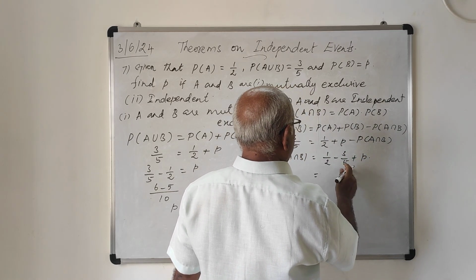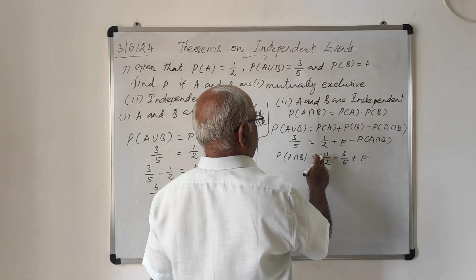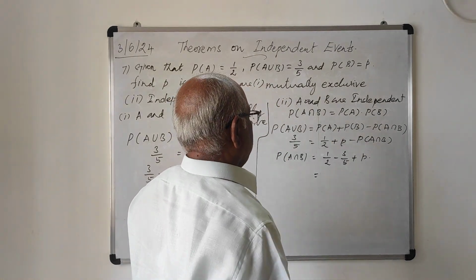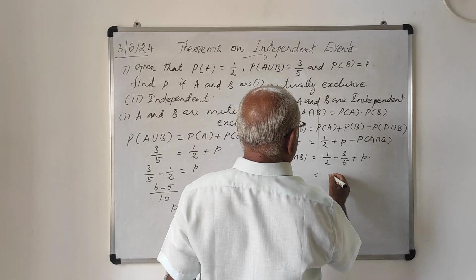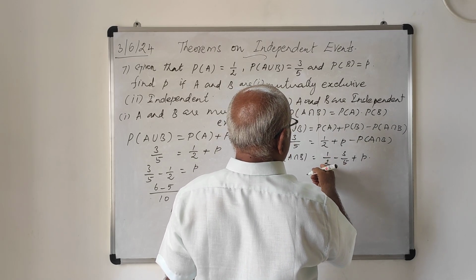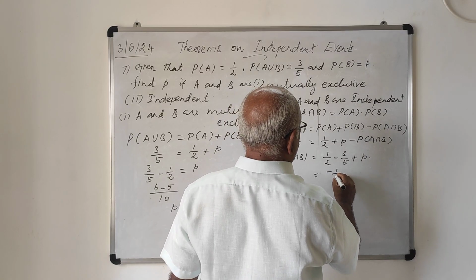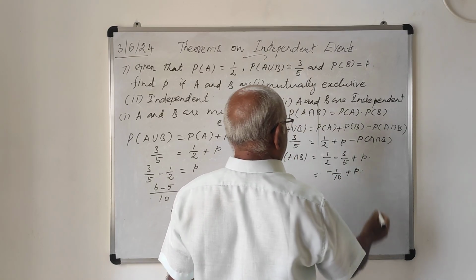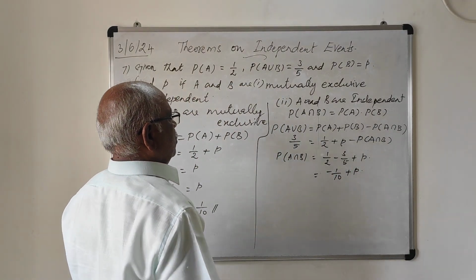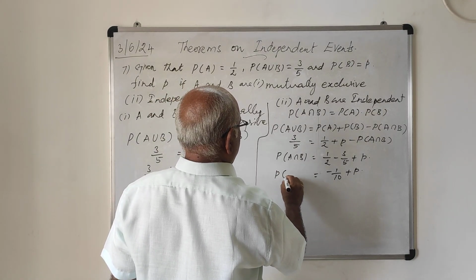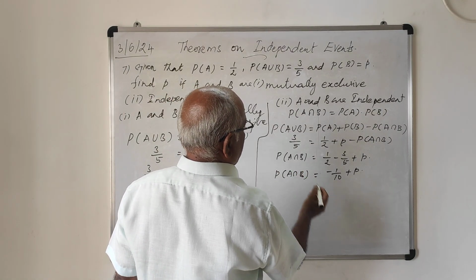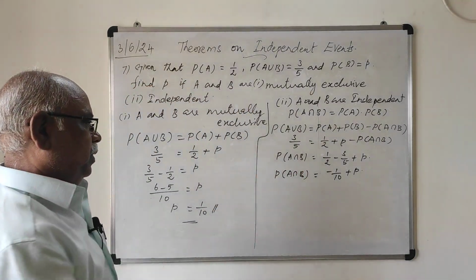That is equal to, taking LCM 10, 5 2s are 10. So 5 1s are 5, 2 3s are 6, minus 1 by 10 plus P. This is probability of A intersection B. A intersection B is minus 1 by 10 plus P.